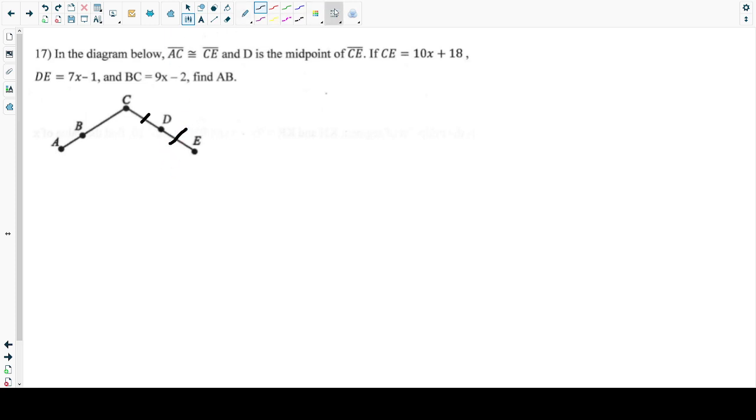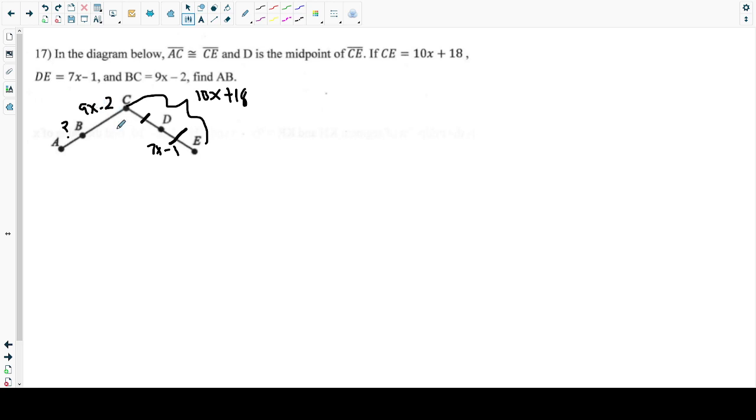I'm going to mark this as I read it here, both to save some time and so I can know what's going on. If CE is 10x plus 18, so let me draw that out here. If C to E is 10x plus 18, and DE, this little guy right here, is 7x minus 1. And BC, this little guy right here, is 9x minus 2. Figure out how big AB is, this guy right here.